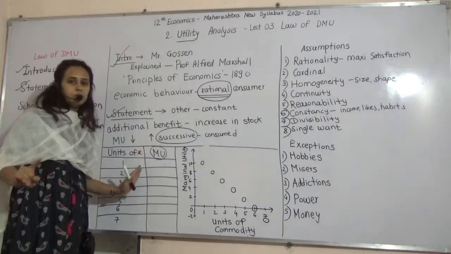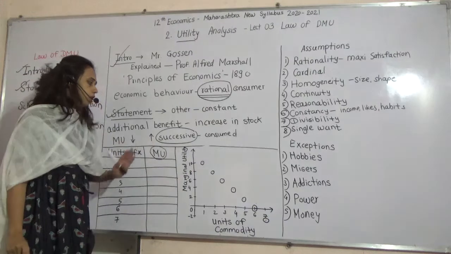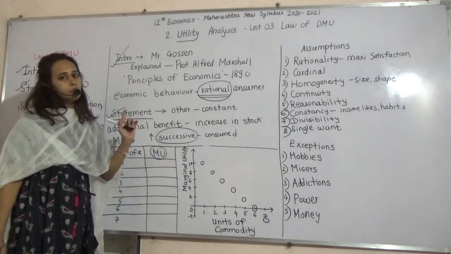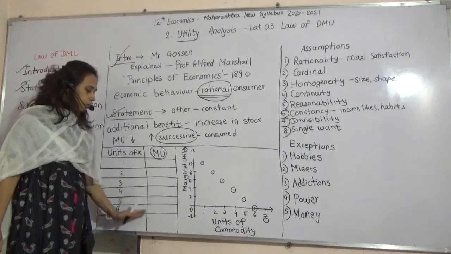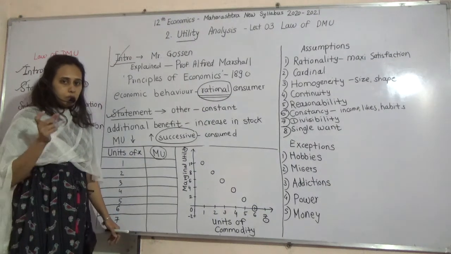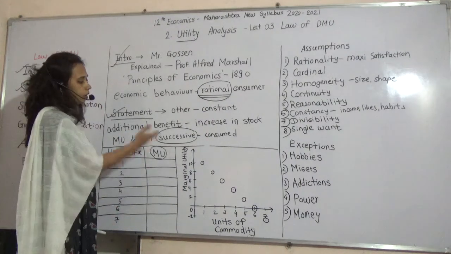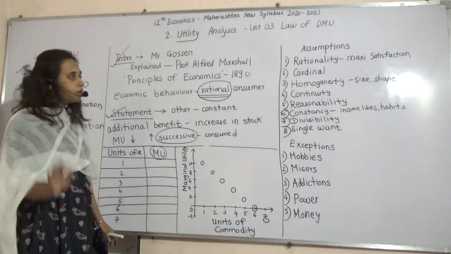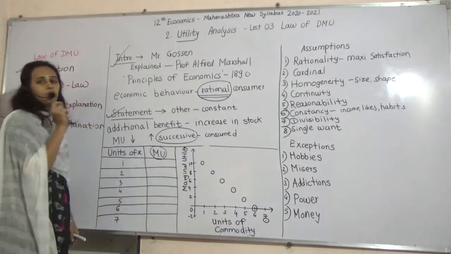In the same way, on the basis of this, I will draw the diagram. And in the diagram, don't show TU. If you write about TU, then it will say that you are telling about the relationship, and we are not studying relationship. Here we are studying the law of DMU.